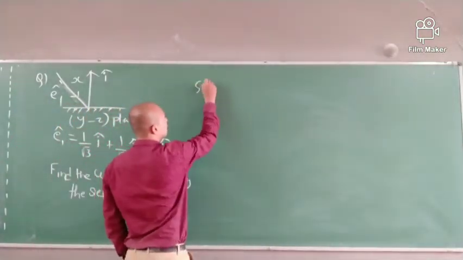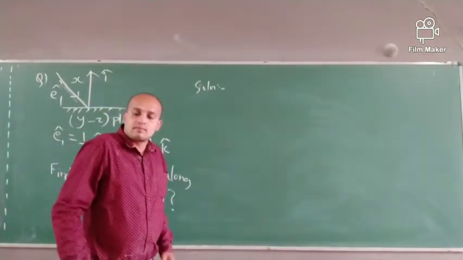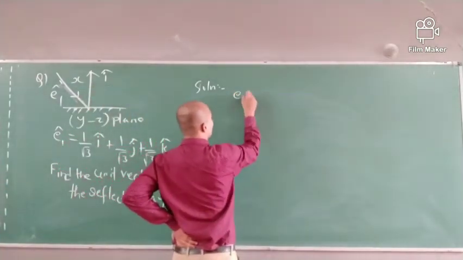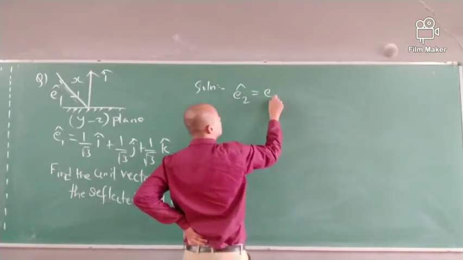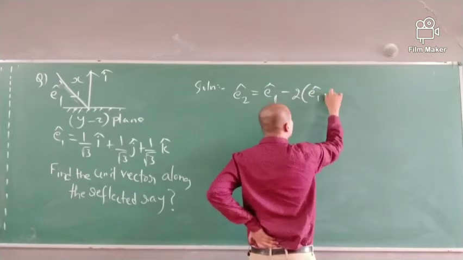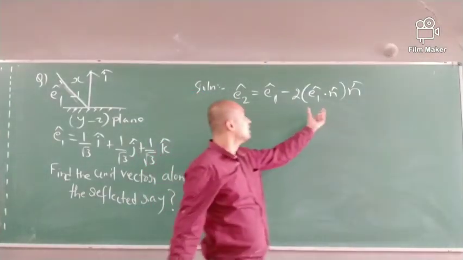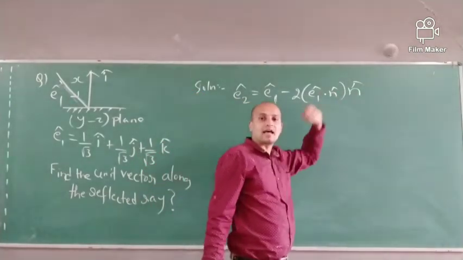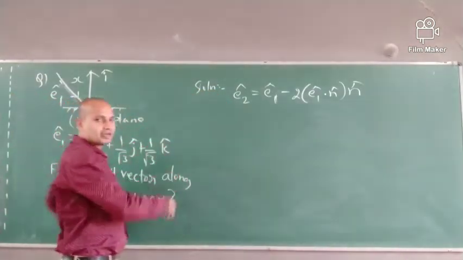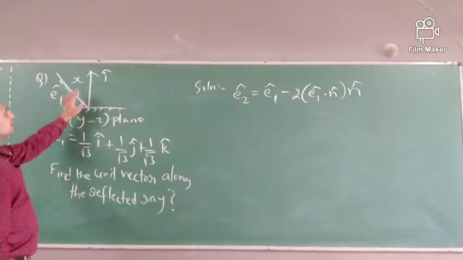From the laws of reflection, what have we learned? Previously, in the laws of reflection, we learned the reflected ray can be written as e1 cap minus 2 into (e1 cap dot n cap) times n cap. This is one magnitude value which has got direction along n cap. Got it? I believe you have studied the vector chapter, so you might understand this unit vector.